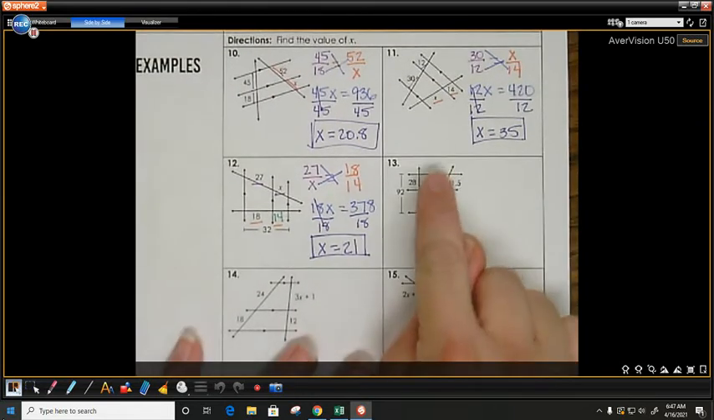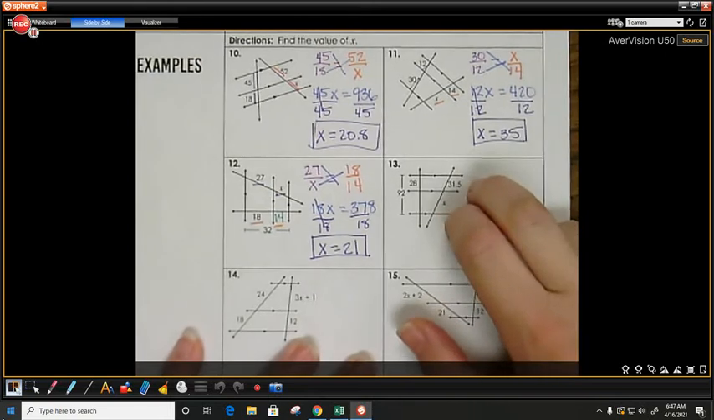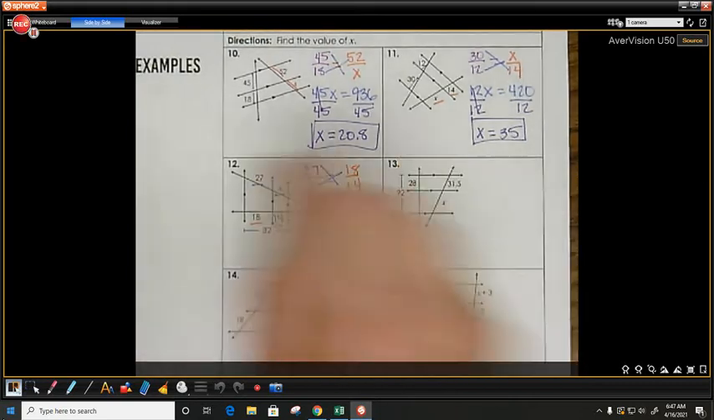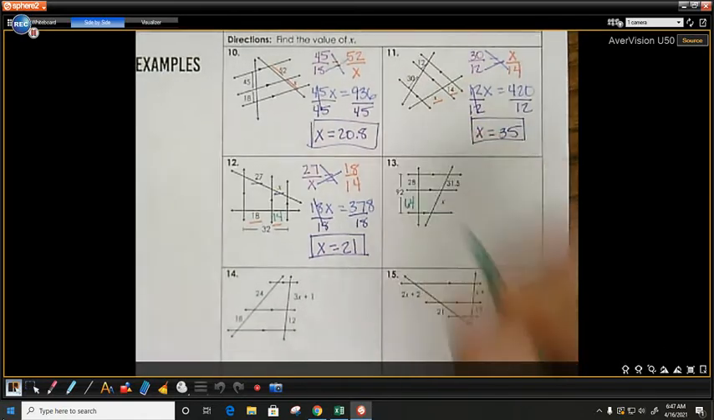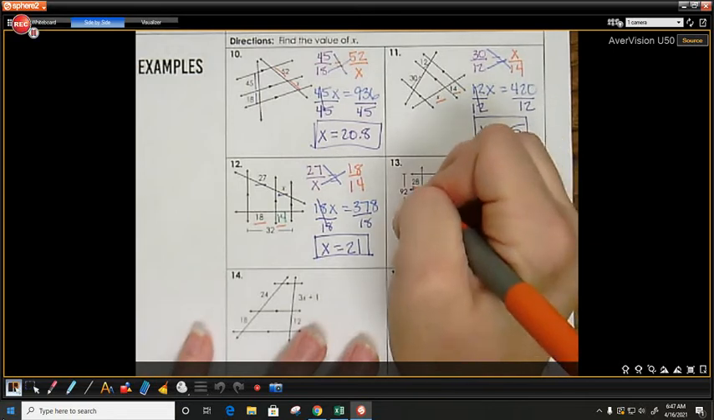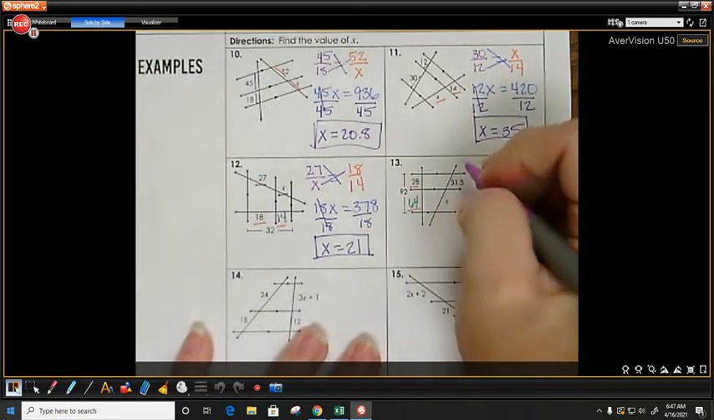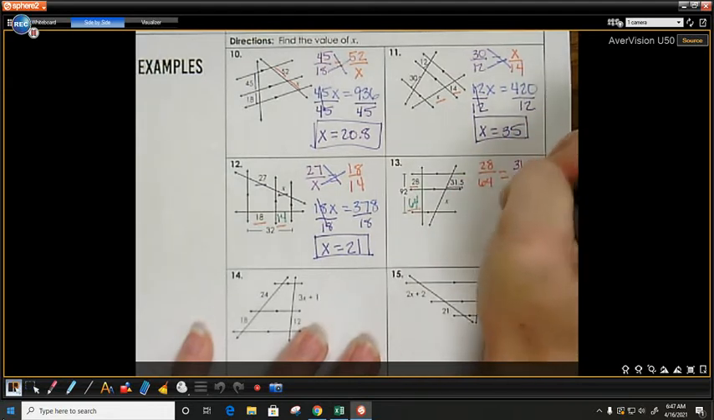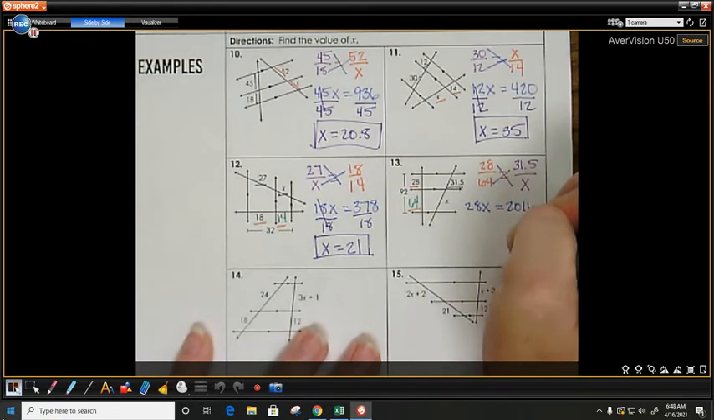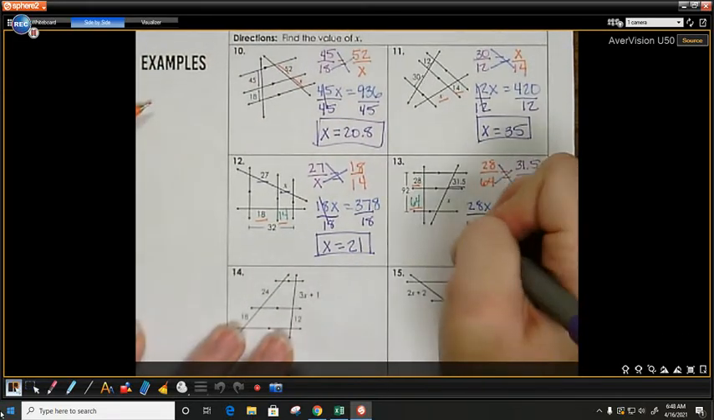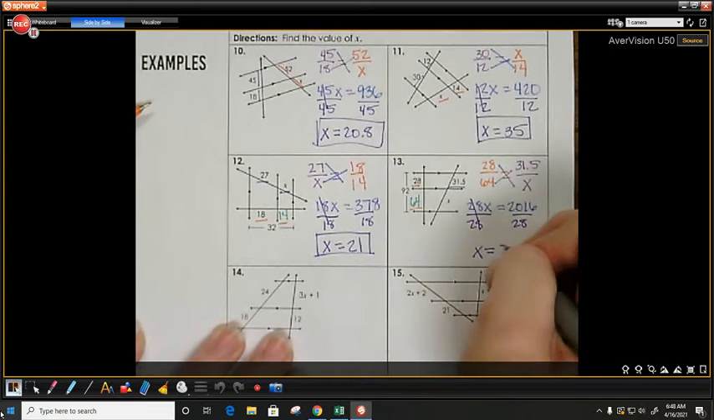Okay, so again, all three of my lines are parallel. Both these are labeled, so I need to figure out this piece. So 92 minus 28 is 64. So this segment is 64. So I'm going to set up my proportion. 28 over 64 is equal to 31.5 over x. So I'm going to cross multiply. 28x equals 2016. And I'm going to divide by 28. And I get x equals 72.